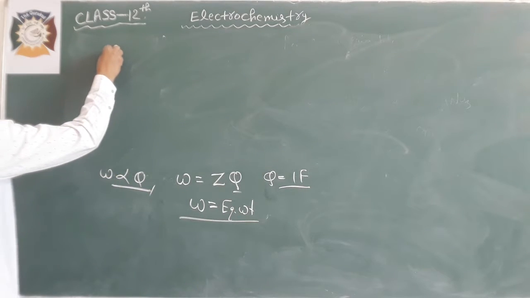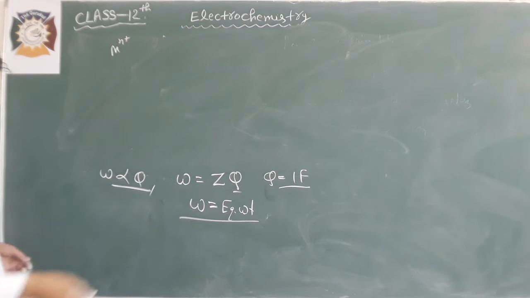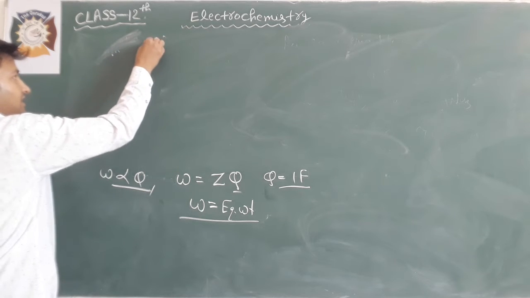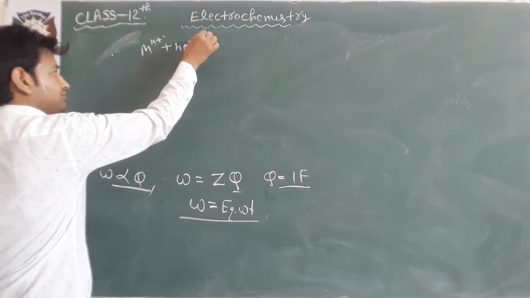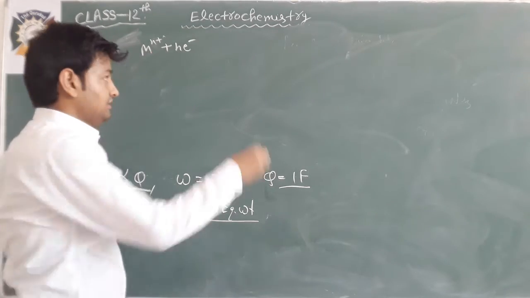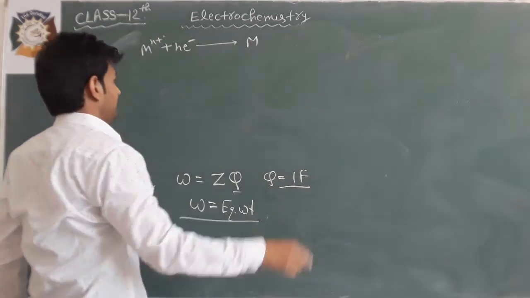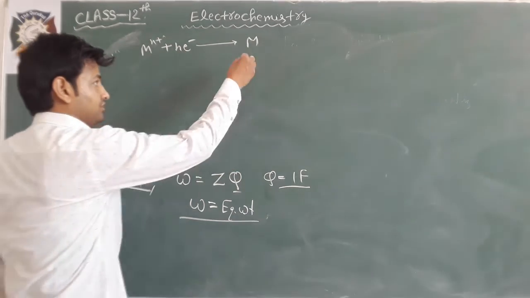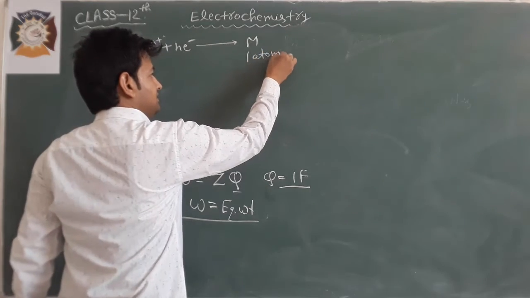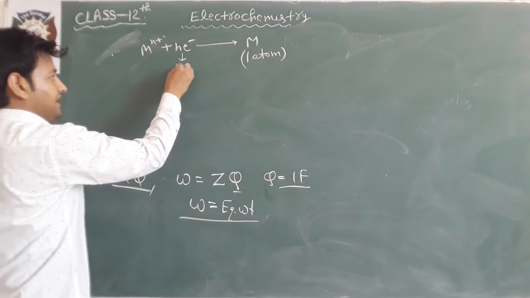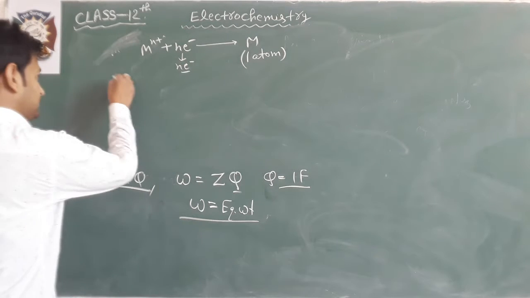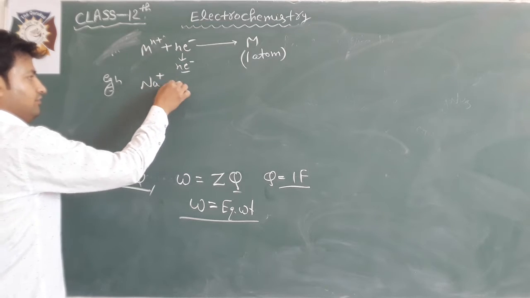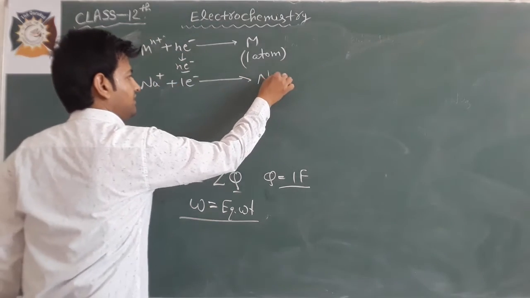If we are given Mn plus, an ion, then n electrons are required for deposition of one atom of this metal. Mn plus plus an electron gives us this. For one atom of this, there is a requirement of n electrons. For example, if sodium is given as Na plus, 1 electron is required and it converts into sodium.